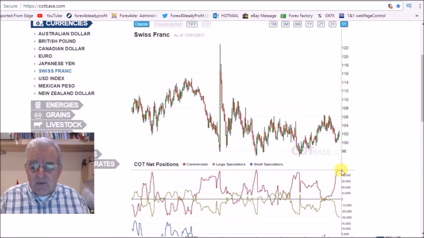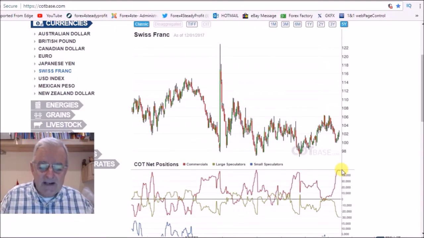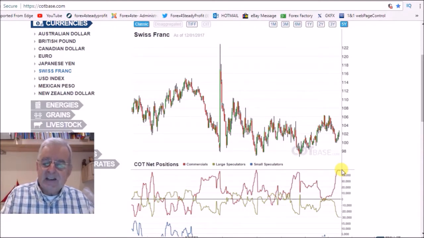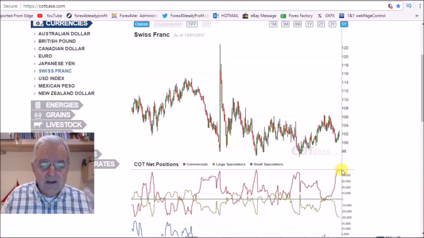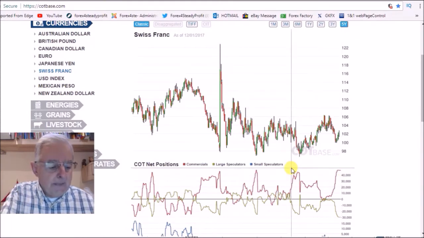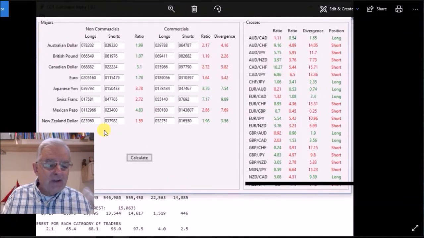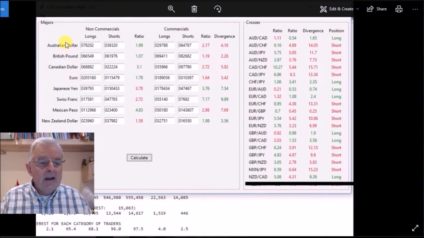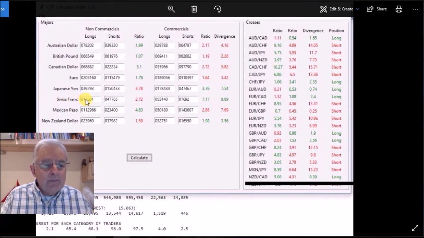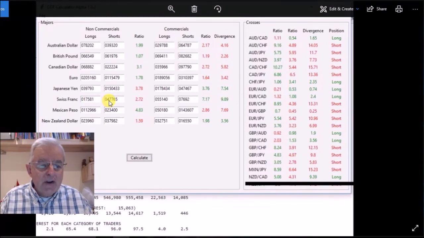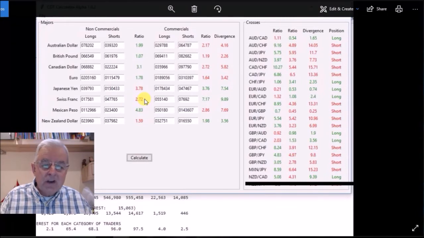So now we'll go and have a look at a different chart. This is a divergence calculator. This is available in my members center. Okay, so here we have a divergence calculator. So you can take a currency like the Swiss franc, and you can put in the long and the short positions. These are for the non-commercials, and you get a ratio of 2.72 to 1 short.